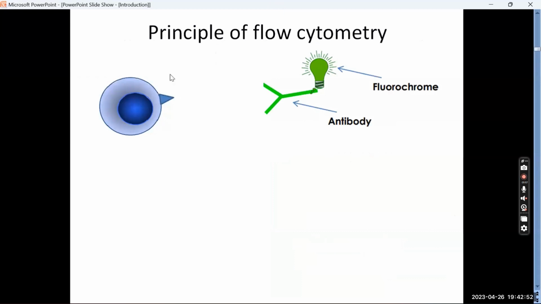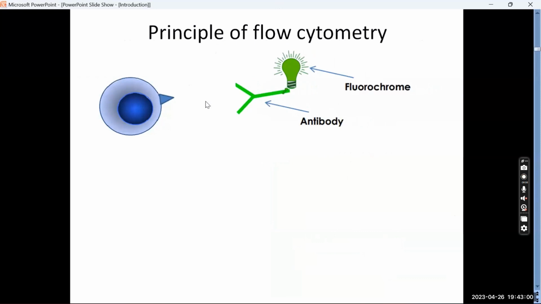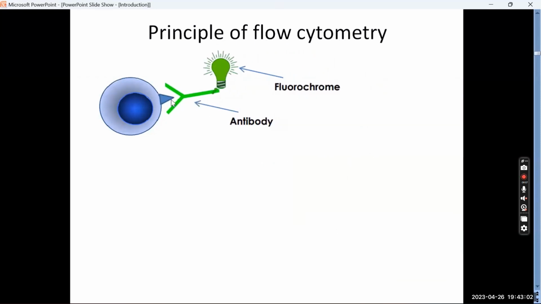Flow cytometry is a technique where we use an antibody which is tagged to a fluorochrome, and when you add this, the antibody will go and bind to the antigen which is present on the cell. So this is the target antigen we want to study, and we use a complementary antibody which is tagged to a fluorochrome. This is called staining in flow cytometry.